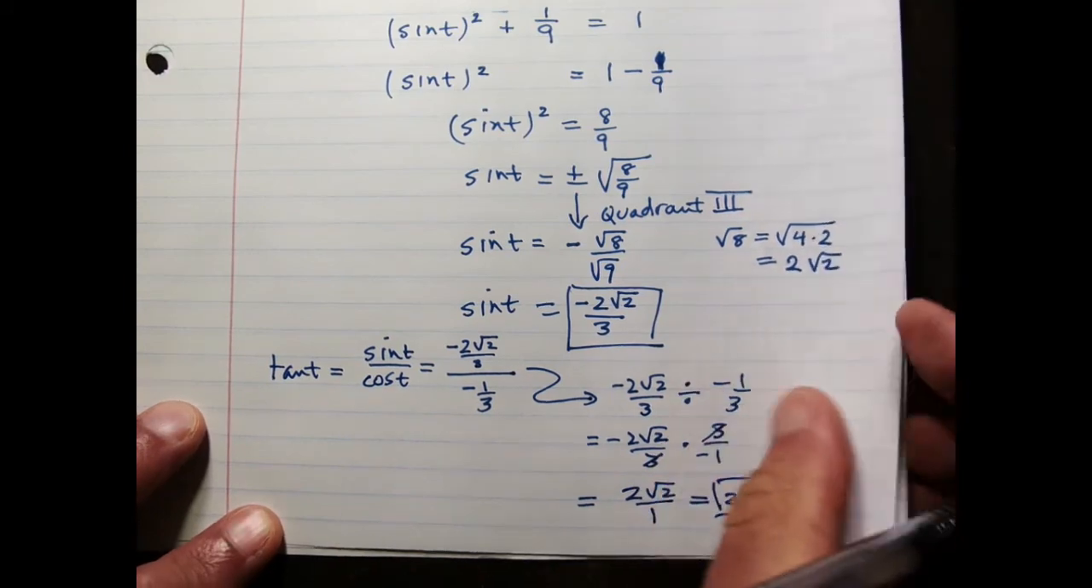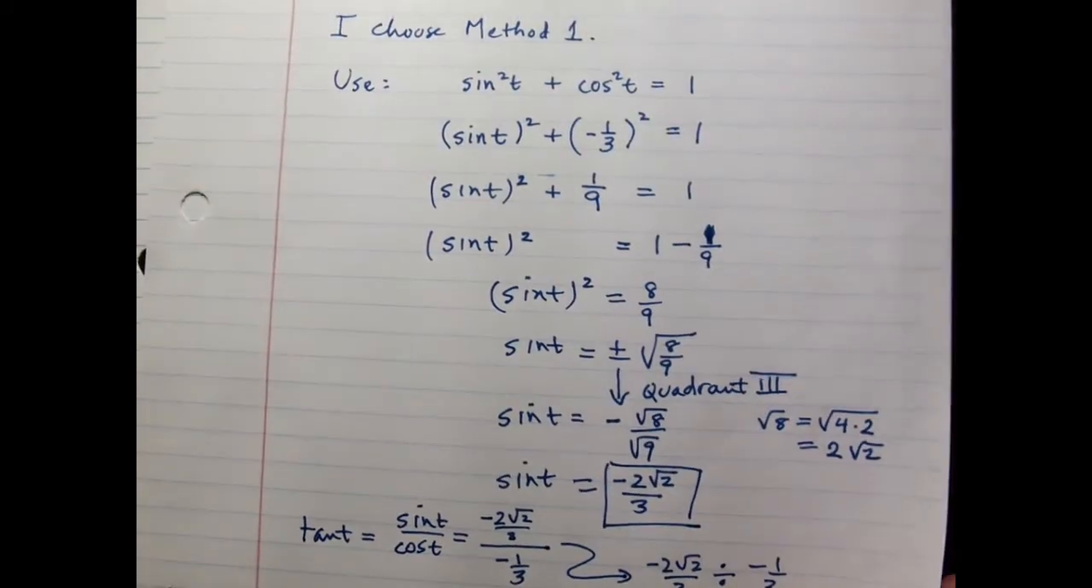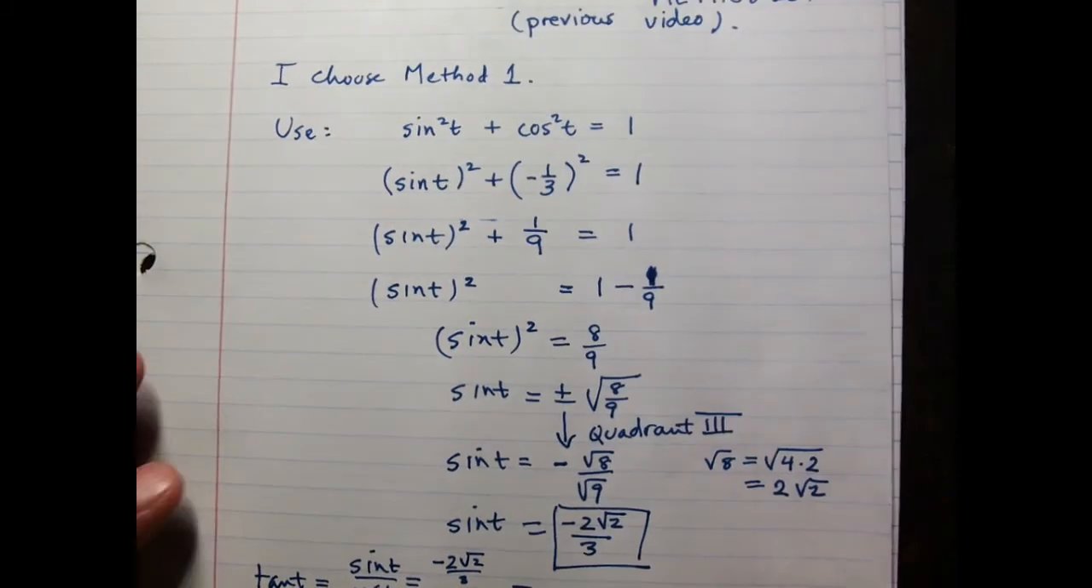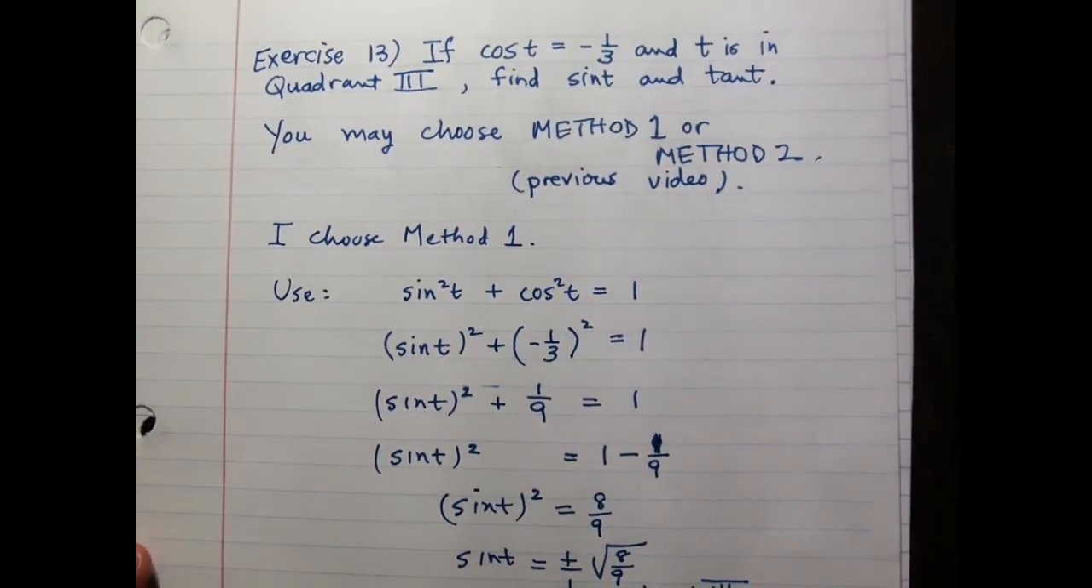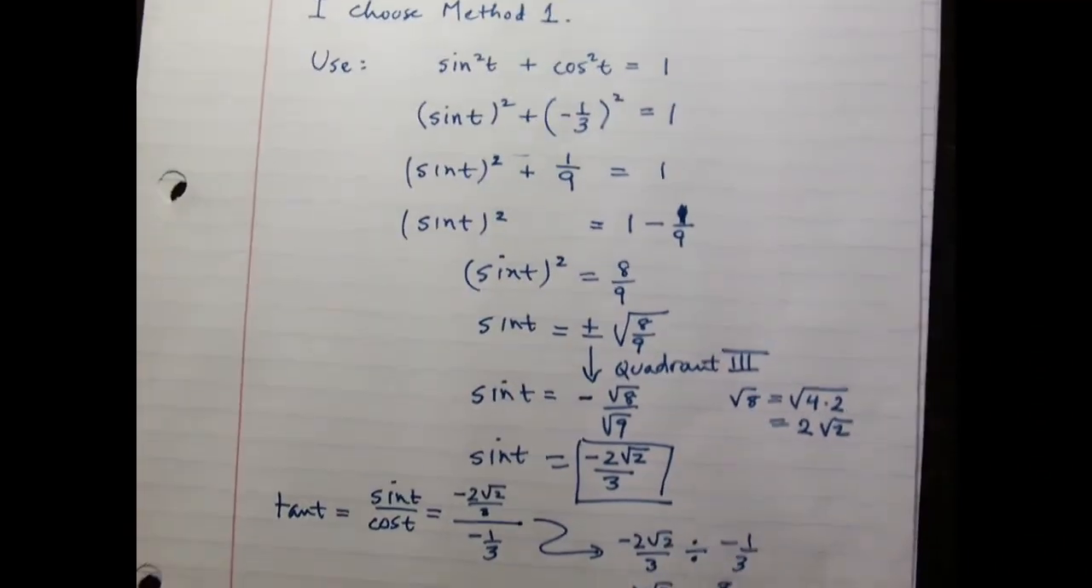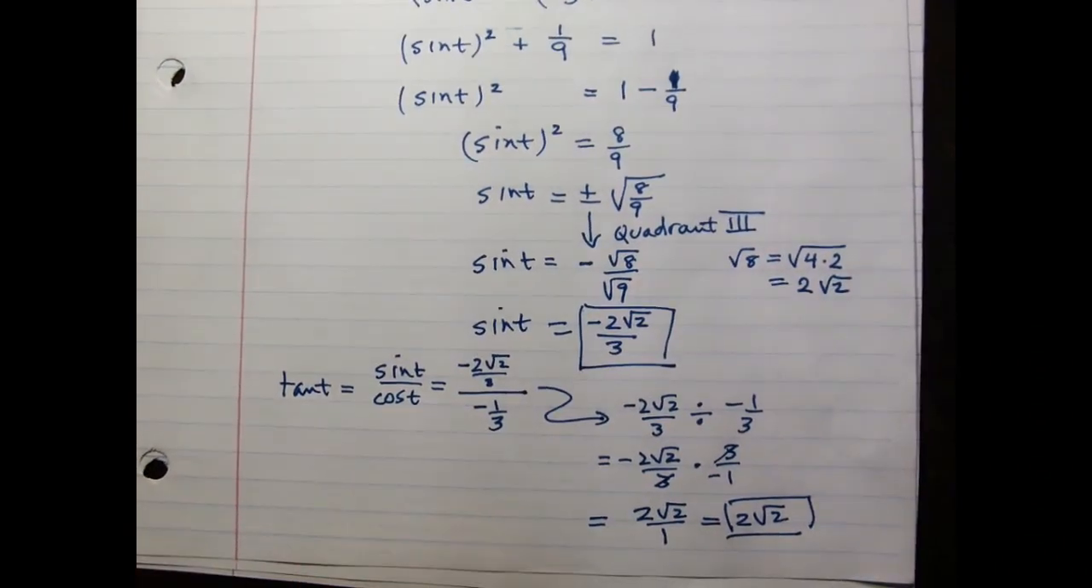Okay. Now, I'd like to go right on to another problem. No, you know what? I'm going to cut it off here. We're going to do the next problem separately. So here's exercise 13, short one, very similar to exercise 12. We got sine and tangent of t.